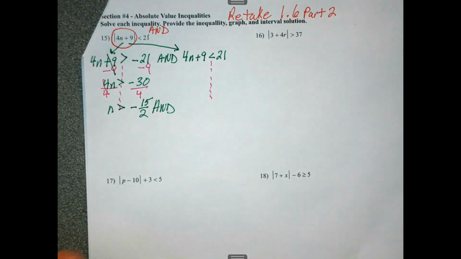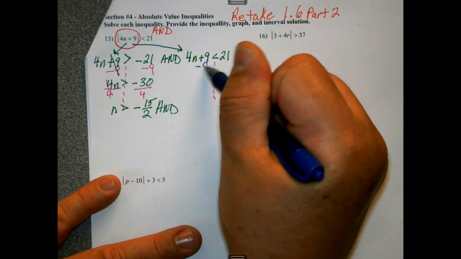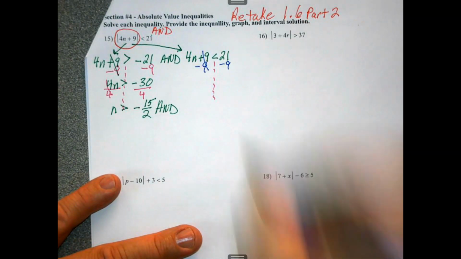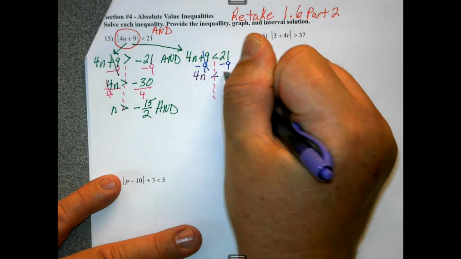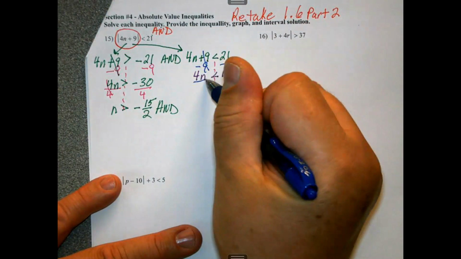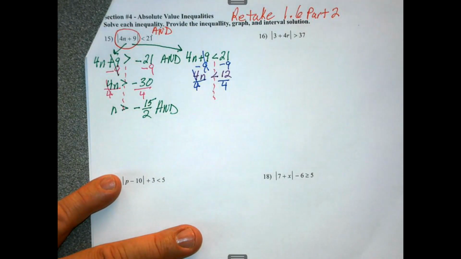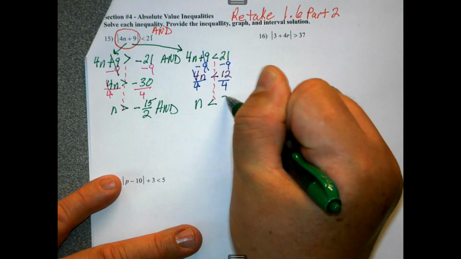Solve the other inequality. Subtract 9, subtract 9. So you have 4n is less than 12. Divide by 4, divide by 4. n is going to be less than 3.